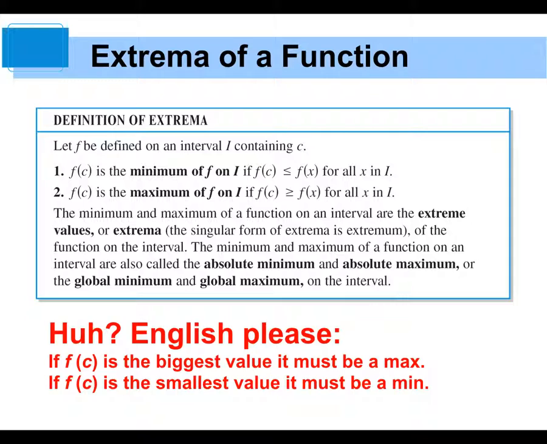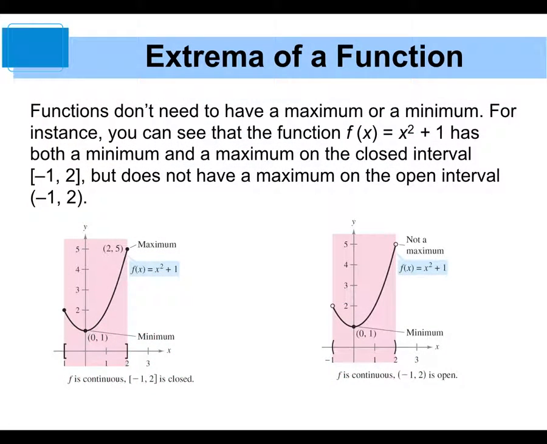Okay, that's what I just said. Maximum is the biggest value, minimum is the smallest value over the entire graph, because we're talking about absolutes, which is the same thing as globals. So if we look at the left graph, I have a closed interval, meaning I'm including the endpoints. If I look at the bottom of that parabola looking thing, that would be the minimum.